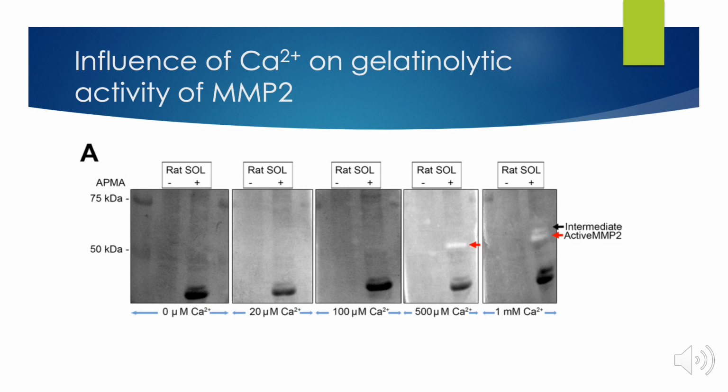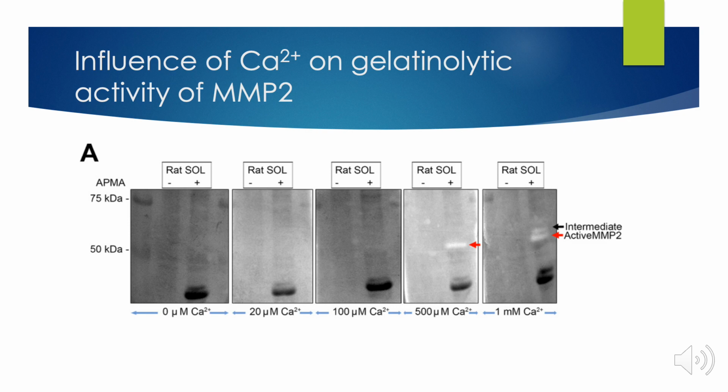In groups with 500 micromolar calcium concentrations or larger, white bands were seen and represent gelatinolytic activity of pro and active MMP2 in muscle. A similar pattern of activity was seen in all four experiments. The muscle, again, was treated with APMA to convert pro-MMP2 to its active form. It was seen that in the non-APMA treated muscles, denoted by the minus sign, for all concentrations of calcium, there was no gelatinase activity, because there were no white bands present.